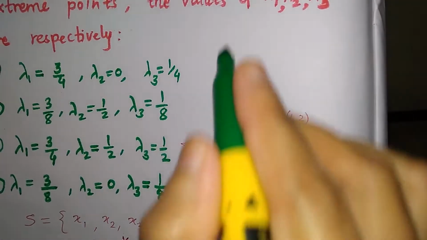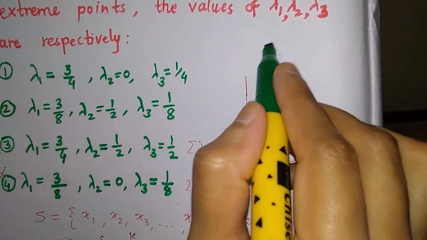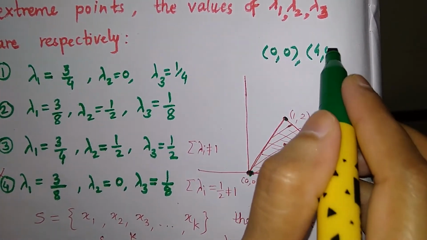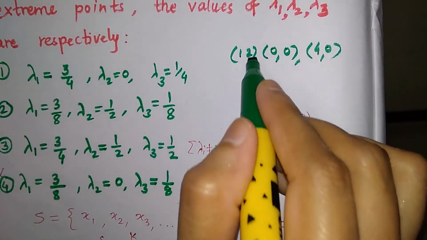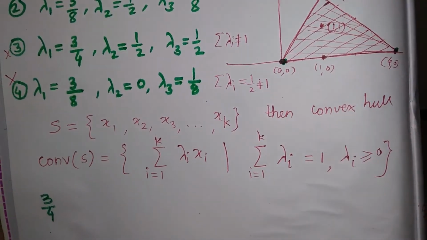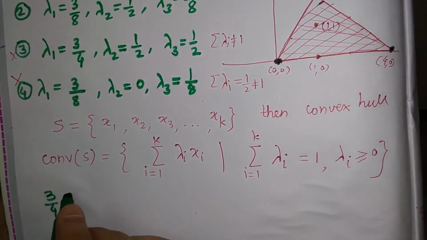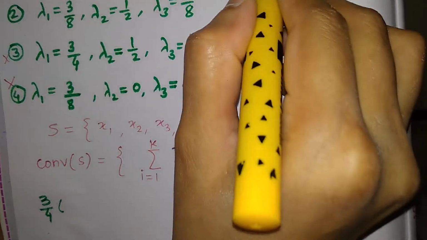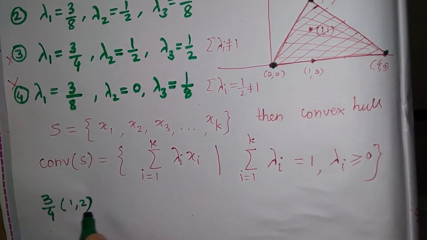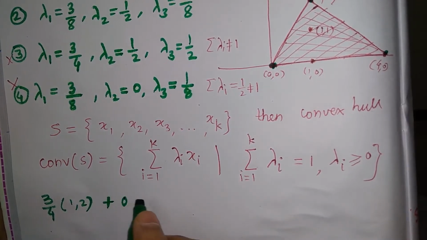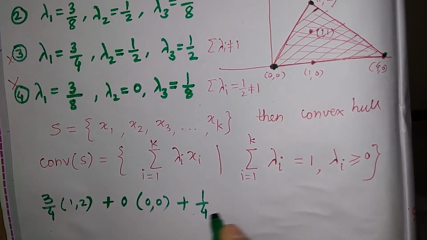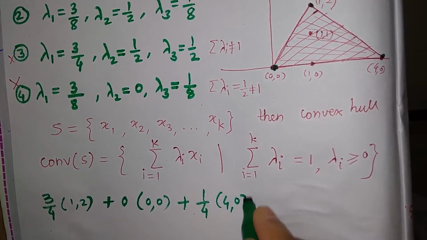So let me write down the boundary points here. So these are (0, 0), then (4, 0) and (1, 2), right? So take lambda 1 as 3 by 4, then take the point, say (1, 2), then plus lambda 2 is 0, take another point, it is (0, 0), plus lambda 3 is 1 by 4, take the last point (4, 0).